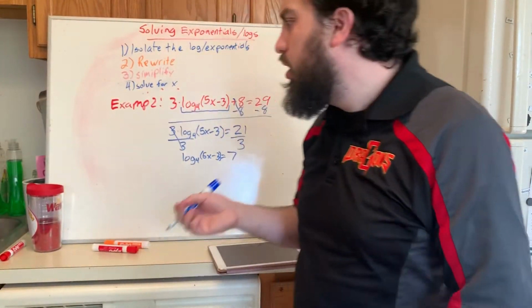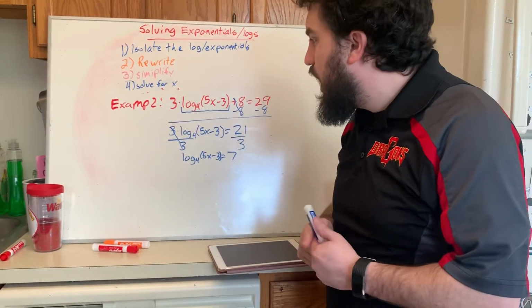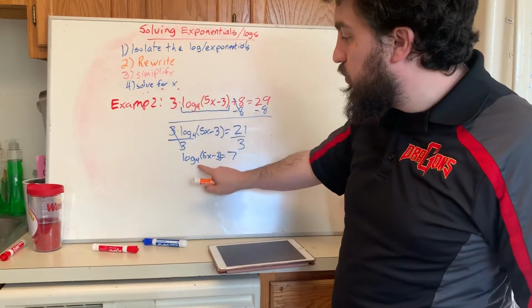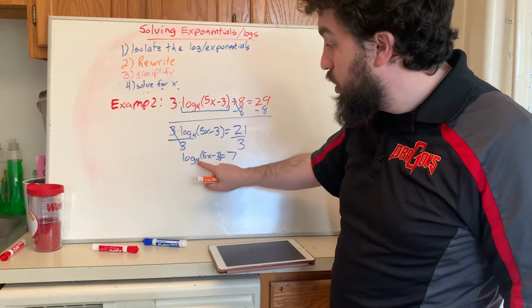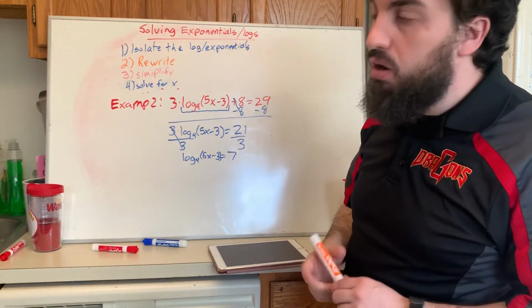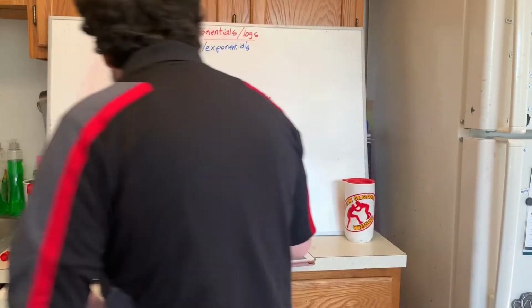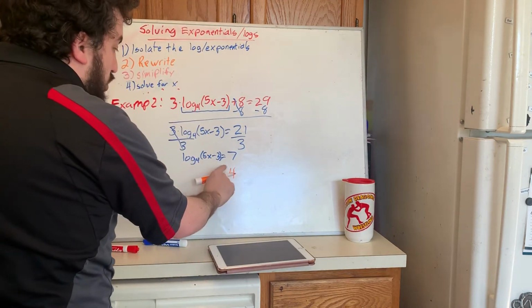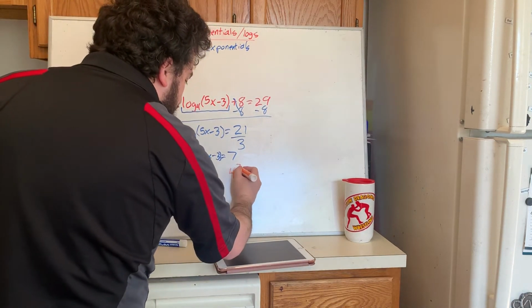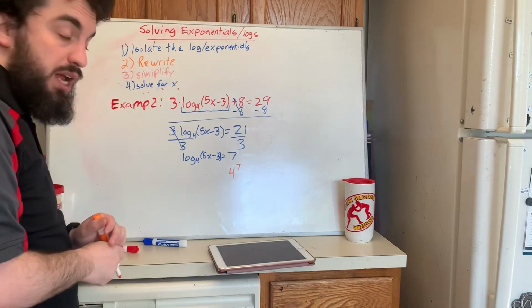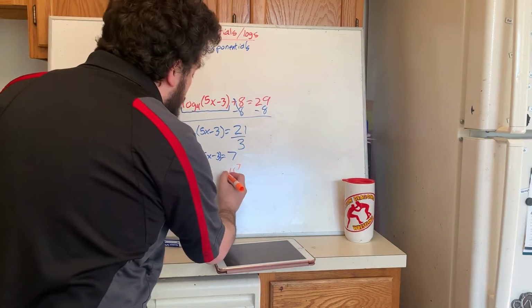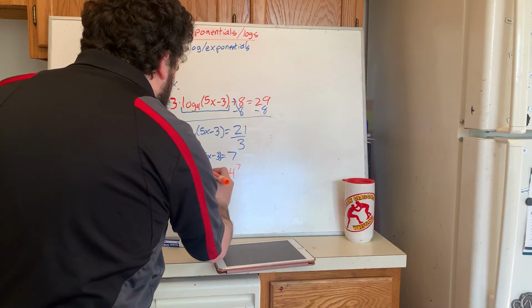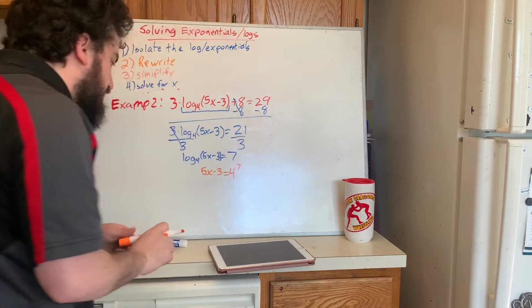Now it's a matter of doing our rewrite. We got the log isolated. I want to rewrite this in exponential form. So since the log has a base of 4, that is now the base of my exponent. Since the whole log is equal to 7, that becomes the power of my exponential. So then that is going to be equal to what's left inside of the log, 5x minus 3.